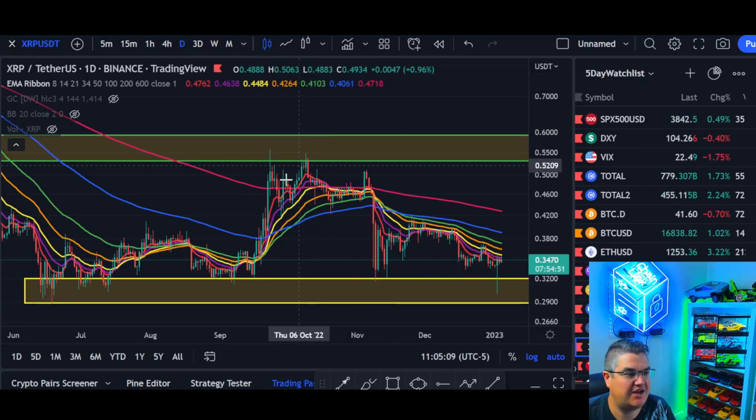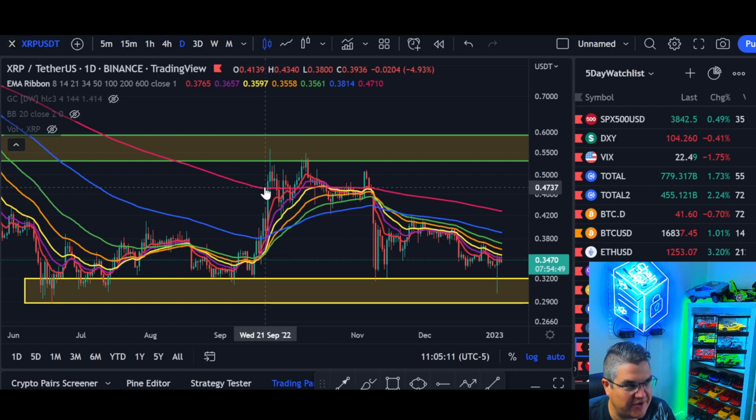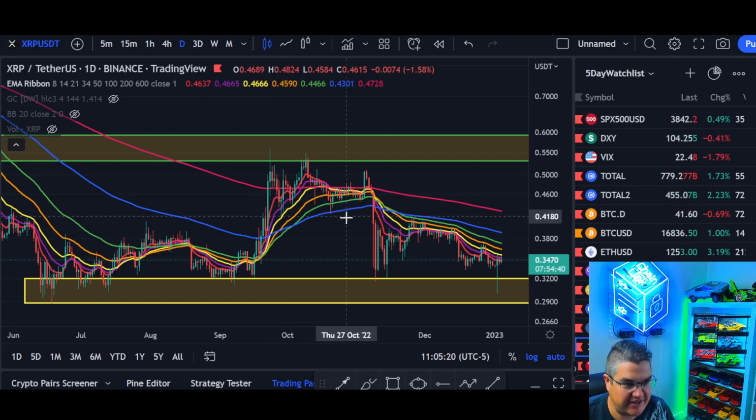XRP by request. Looking at XRP against Tether on the daily chart. Then we're going to zoom out, look at the weekly and the monthly as well. Support zones, support and resistance levels. That's kind of what we're going to focus on. And let's get right to it.